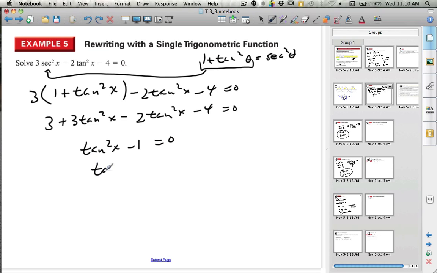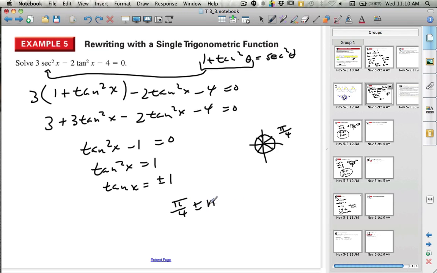Now I want to isolate my tangent squared x by adding 1, and then I'll take the square root of either side. Tangent of x would be plus or minus 1. And where are my values of tangent plus or minus 1? Well, because tangent is y divided by x, it's wherever the x and y coordinates are the same. So it's here and here and here and here, all the multiples of 45 or the multiples of pi over 4.